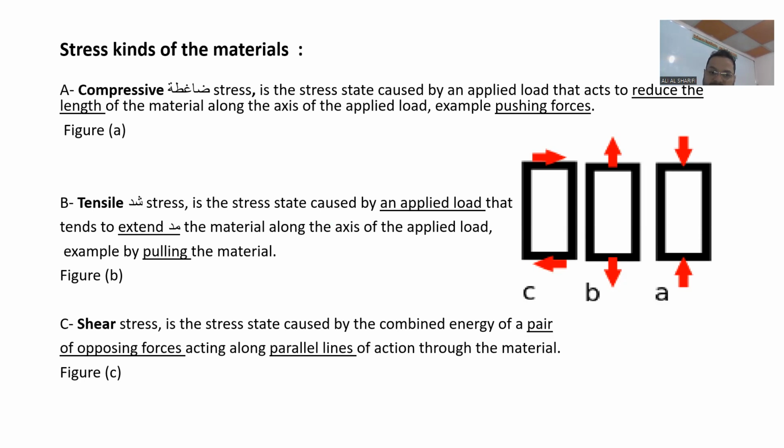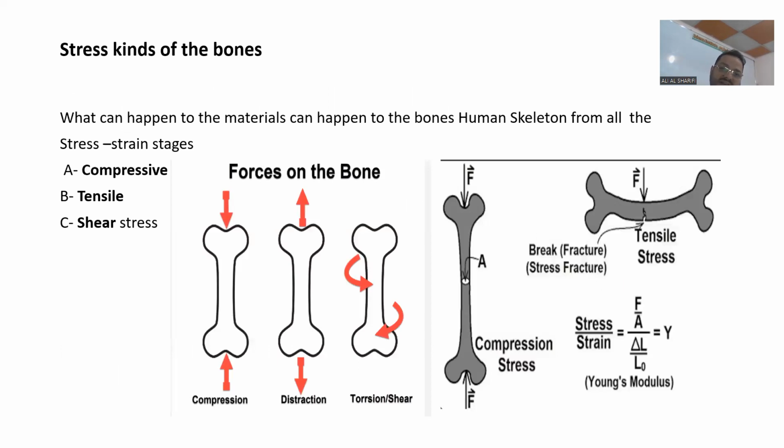The second one, at B, is tensile. That means we have two forces too, but here these two forces are in reverse position. A good example is pulling the material. The last one, shear stress, is a pair of opposite forces acting along parallel lines of action through the material, at figure C.